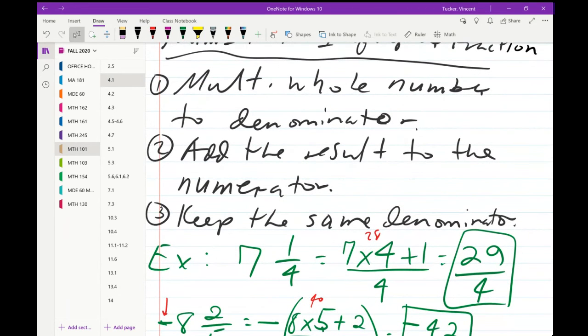All right, so we already wrote it. First one, 7 and 1/4. So you take your whole number, the 7, multiply it by the denominator, and add that to the numerator. So 7 times 4, and then plus 1. So 7 times 4 is 28, plus 1 is 29 over 4. So once again, whole number times the denominator, add it to the numerator.